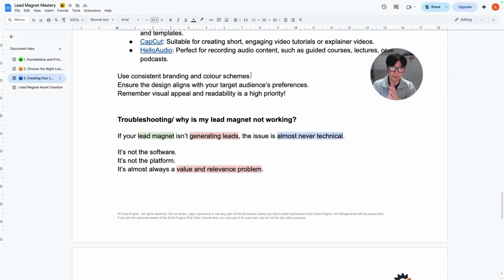So if you've got brand color and typography and your logo, make sure you have that in all of your lead magnets. You want to ensure the design aligns with your target audience's preferences. So if you have a relatively young audience, you want to make it visually striking, right? Whereas if it's an older audience, like somebody's grandparents, you might want to use something that's a little bit less intense. So remember, visual appeal and readability is a high priority though.